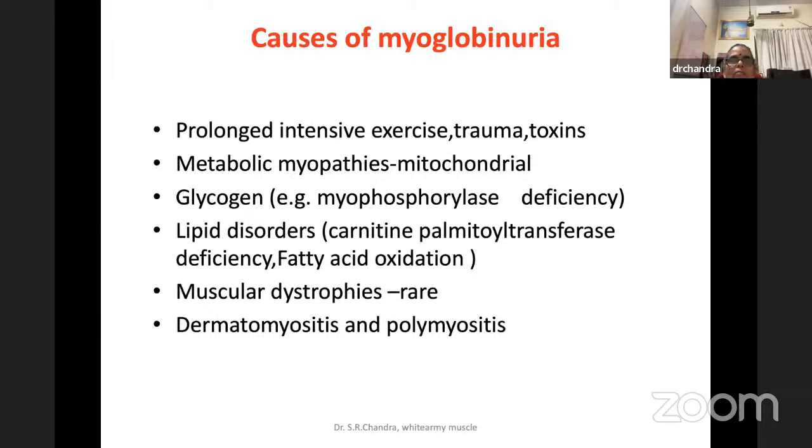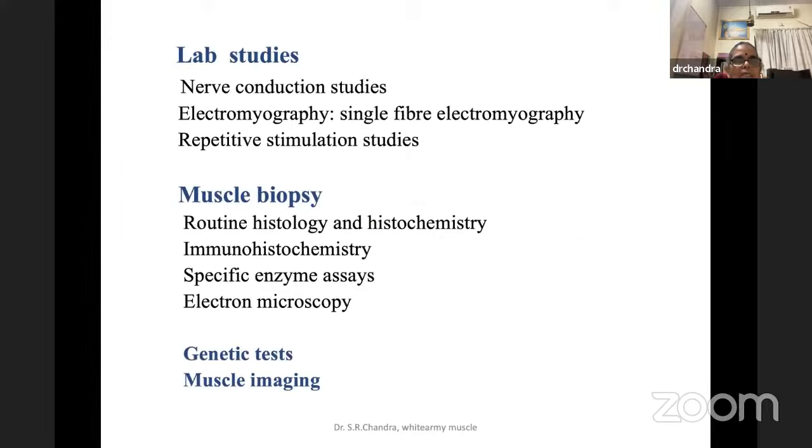And then prolonged intensive exercise, trauma, and toxins precipitate the first episode of fatty acid oxidation disorders and mitochondrial disorders, the metabolic myopathies. Glycogen storage disease presents with exertion-induced pain, cramps, and weakness. And resting state pain and cramps suggest lipid storage disease like carnitine palmitoyltransferase deficiency and fatty acid oxidation disorders. In muscular dystrophies, this is very rare. And in dermatomyositis and polymyositis, pain and contractures are there. So that is the clinical pattern.